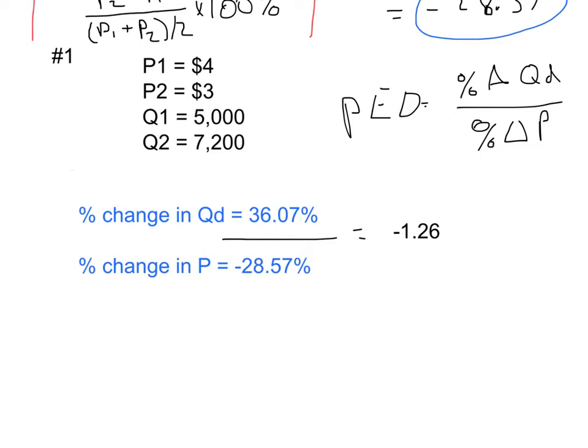If its elasticity is between 0 and 1, so if it's point something, it would be inelastic. If it's exactly 1, it's unit elastic. And if it's greater than 1, and in this case, from an absolute value standpoint, this would be greater than 1, we would say that peanut butter at this price has elastic demand. Okay.